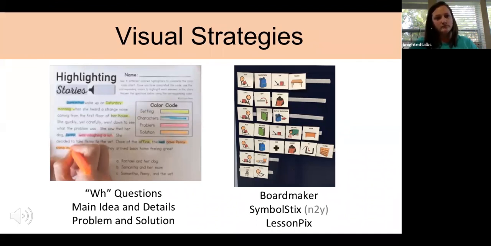And on the right, you'll see some other visual supports. A few different types of visual supports might come from a program called Boardmaker or Symbol Sticks, which is also supported through the same program called News to You, and another program called Lesson Pix. And these little visuals, which we'll talk about in our next presentation, have these little tiny squares with pictures that are really easy to understand for students that might face challenges with their receptive language.